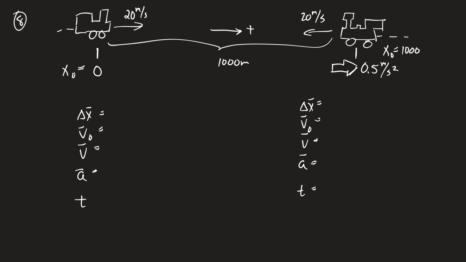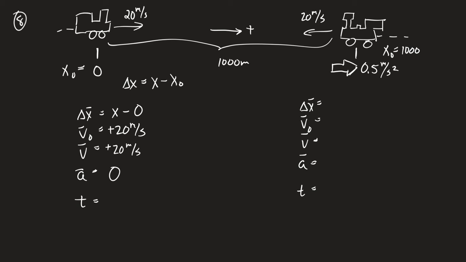Frustrating. Stupid watch. Delta X, and all that's in the video now. There you go. Yay, guys. Delta X is X minus X naught, right? That's what delta X stands for: change in position. So, let's figure out the train on the left. That's going to be X minus 0. Initial velocity appears to be positive 20 meters per second. Final velocity, positive 20 meters per second. Acceleration, 0. Time, don't know.